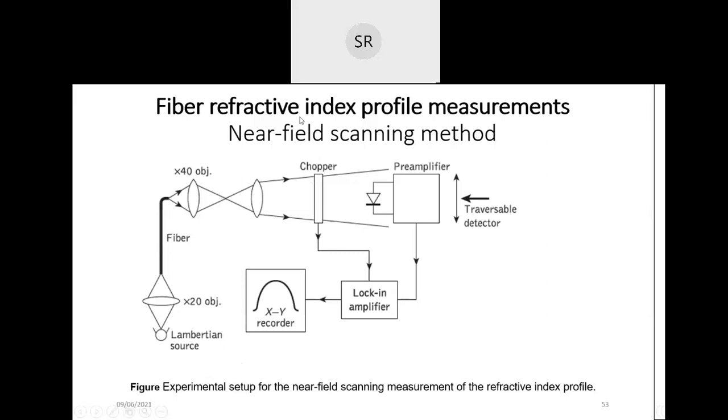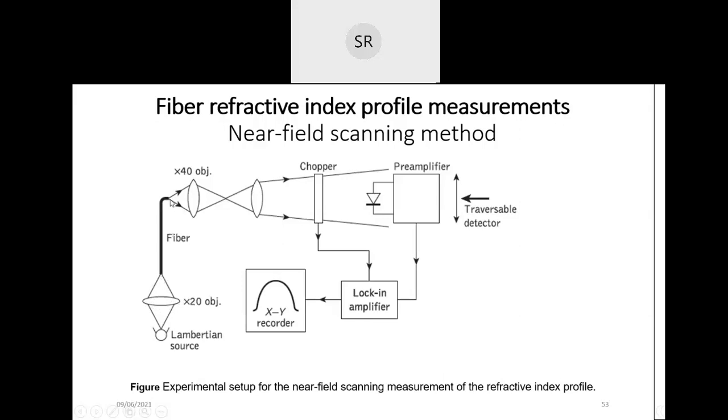The near scan method. In the near scan method, we have the source, and the light coming from the source is concentrated at the input end of the optical fiber through the lens. This one is a lens, this one is a source. Light comes from this source, passes through the lens, and the lens concentrates the light at the input end of your optical fiber.